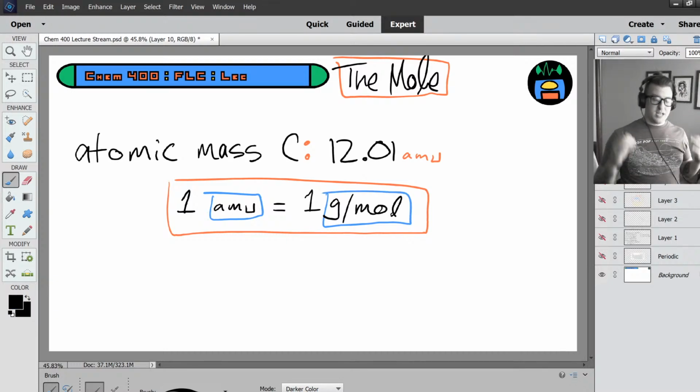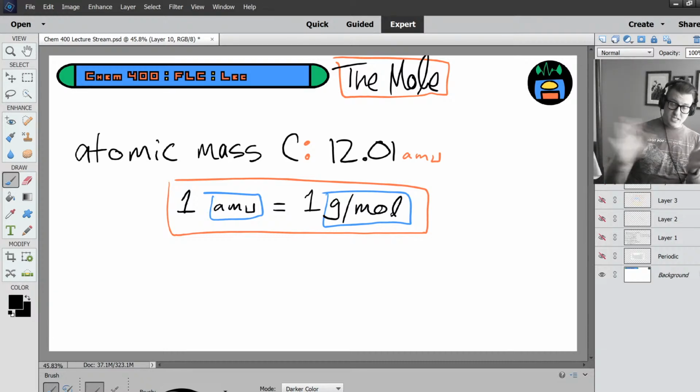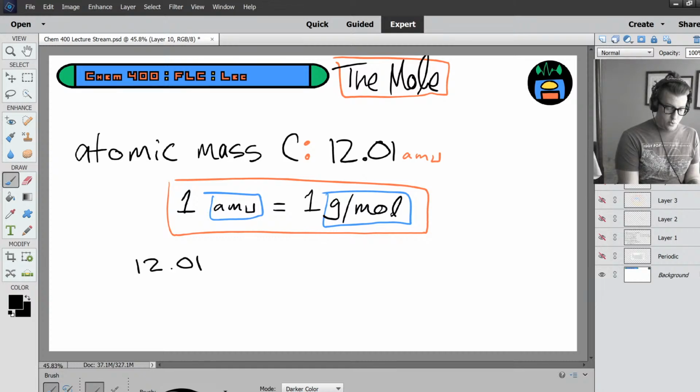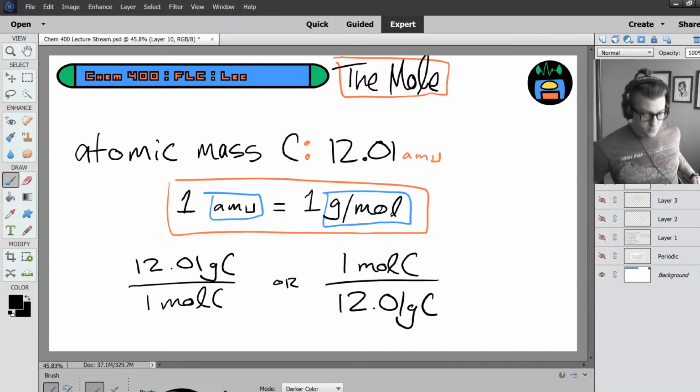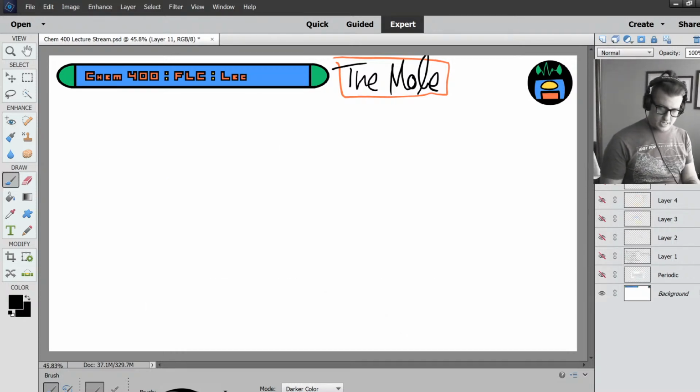And this gives us a wealth of information. Now, every atomic mass on the periodic table can become a unit conversion because it tells you that there are 12.01 grams of carbon in 1 mole of carbon, or that a 1 mole sample of carbon will have a mass of 12 grams. These unit conversions pay dividends. We will be using these all throughout the semester. They allow us to solve problems like the following.